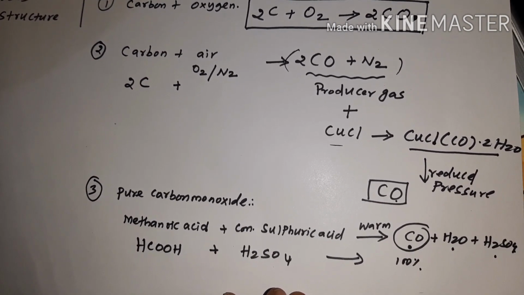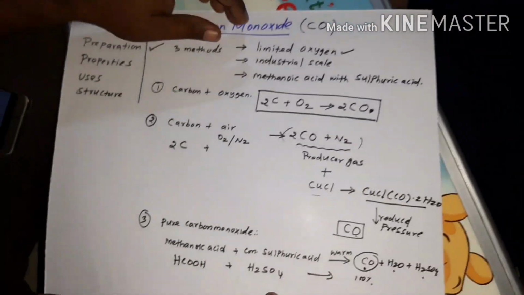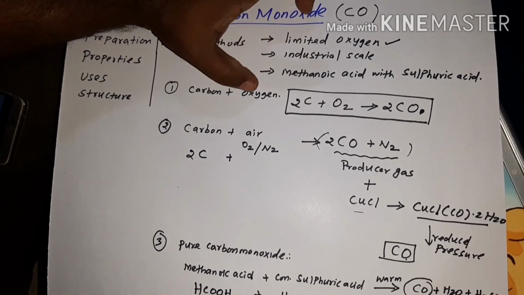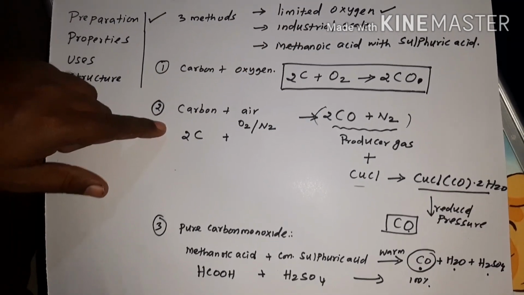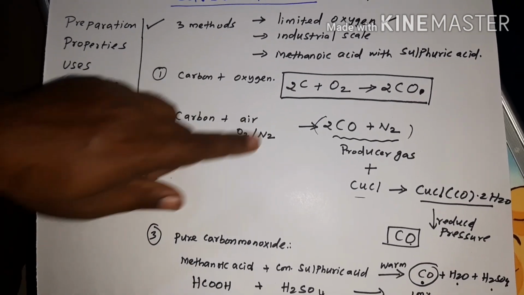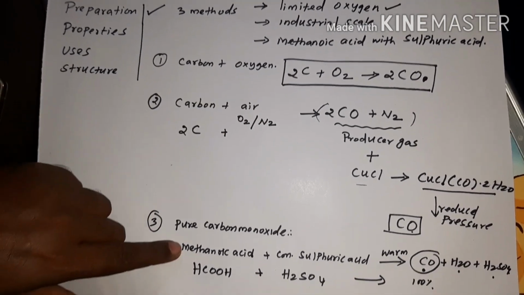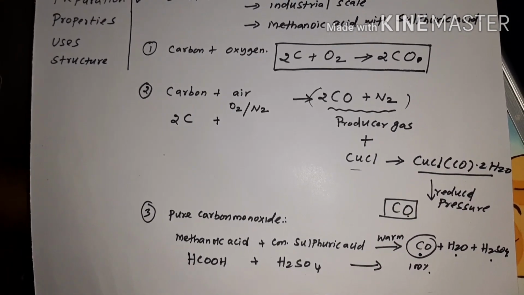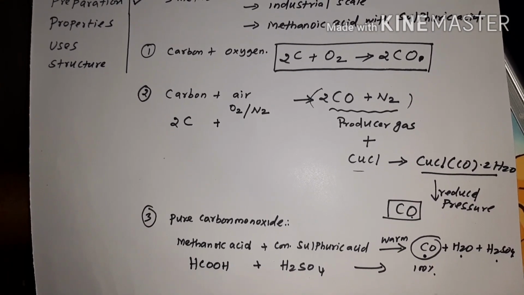There are three methods. One is carbon reacting with a limited amount of oxygen. In the second method, carbon plus air. Here this air contains oxygen and nitrogen. In the third method, methanoic acid reacts with concentrated sulfuric acid. Okay, hope you understood the reactions.